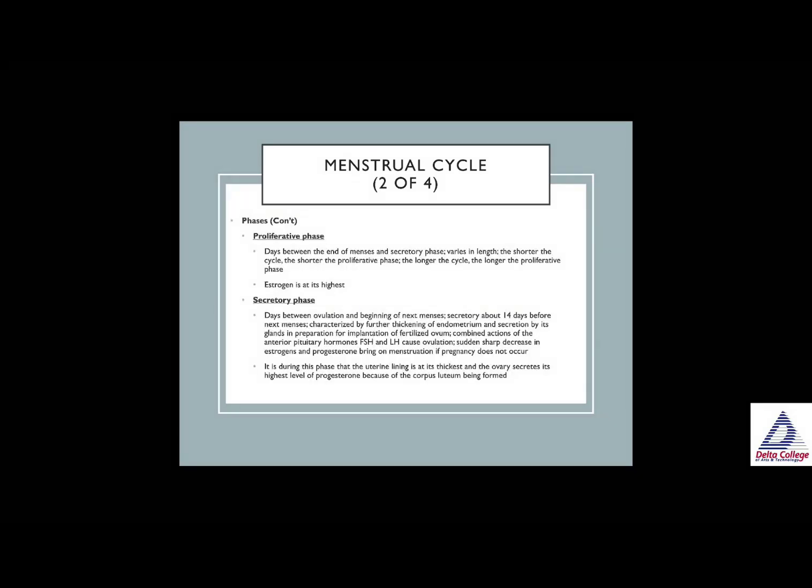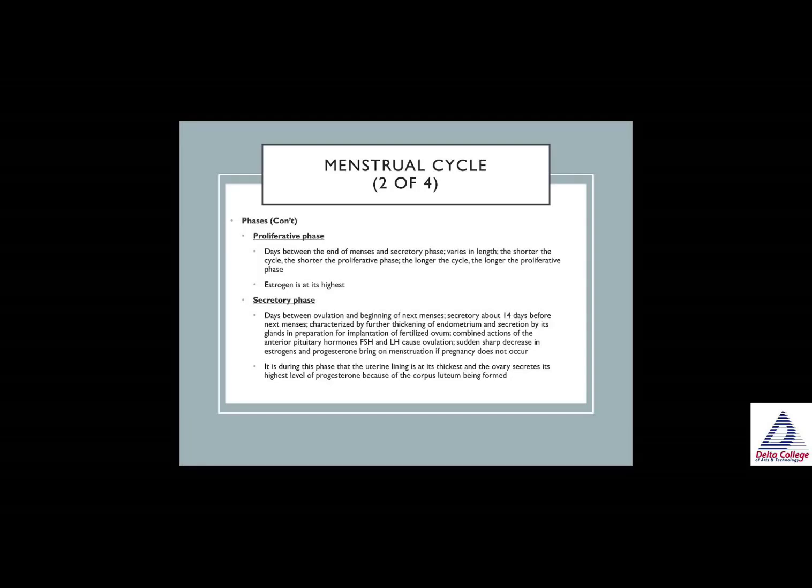Then you enter the proliferative phase. These are days between the end of the menses and the secretory phase. It varies in length. The shorter the cycle, the shorter the proliferative phase. The longer the cycle, the longer the proliferative phase. And in the proliferative phase, estrogen is at its highest level.